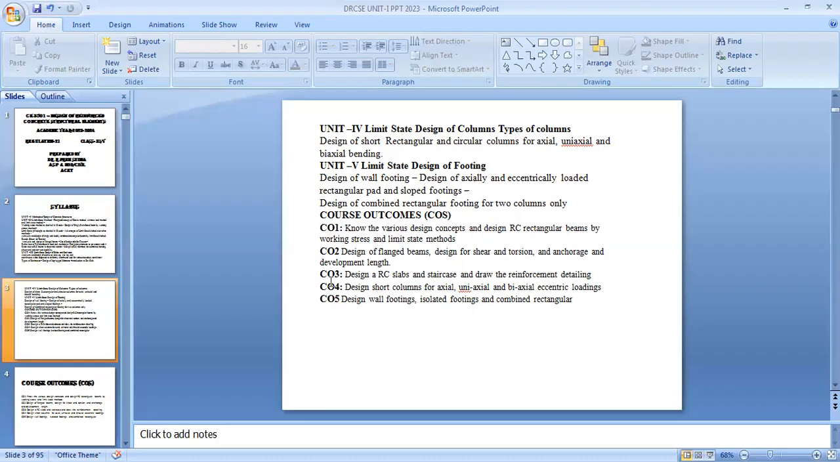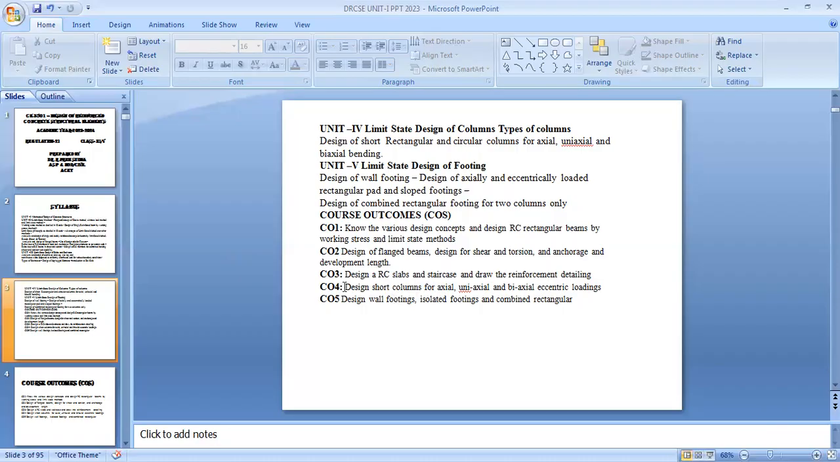And the third unit is design of slabs and staircase. If you study this, the outcome is being able to design the different types of slabs, that means one-way slabs and two-way slabs, and the staircase. You know what are the types of staircase: dog-legged, bifurcated, spiral staircase, like that. Here we are going to design the dog-legged staircase.